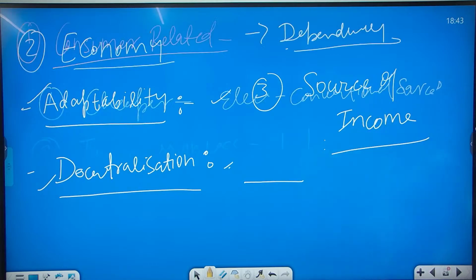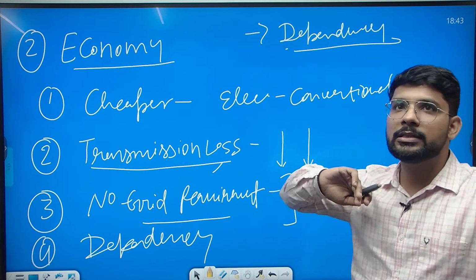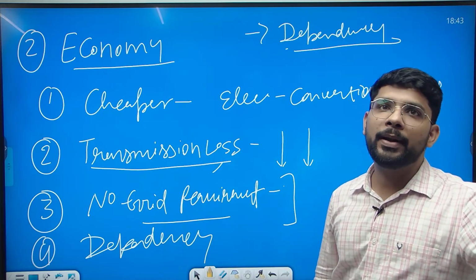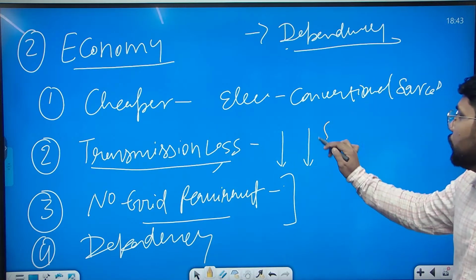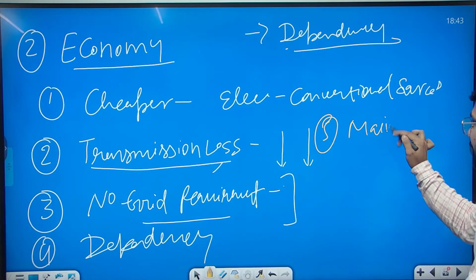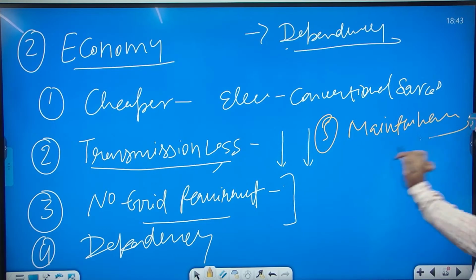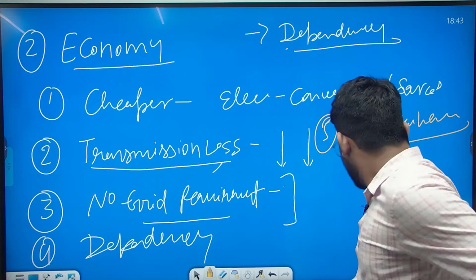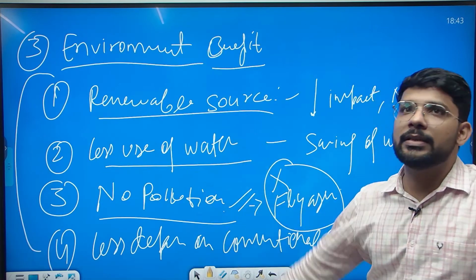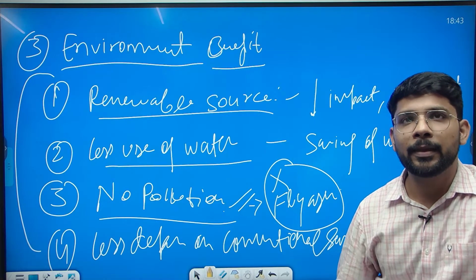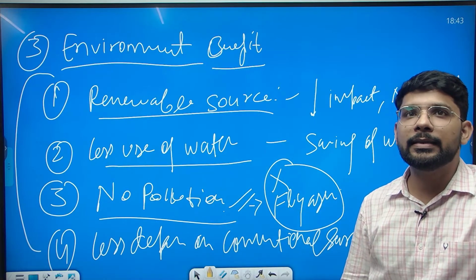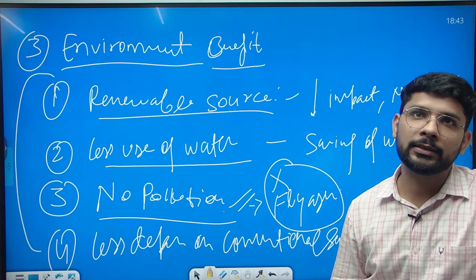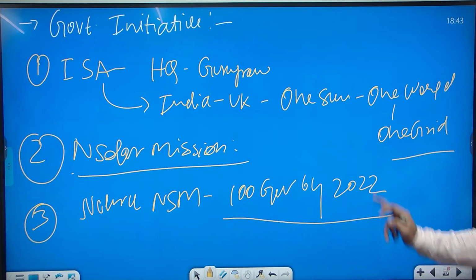Next, we discuss the economy level. It is cheaper to produce, with less transmission loss, no grid requirement, and less dependency. One more point you can write is very less maintenance of the solar tops. Next, we discuss the environmental benefits. It is renewable, non-polluting energy, with less use of water, no pollution, and less dependence on conventional sources of energy.